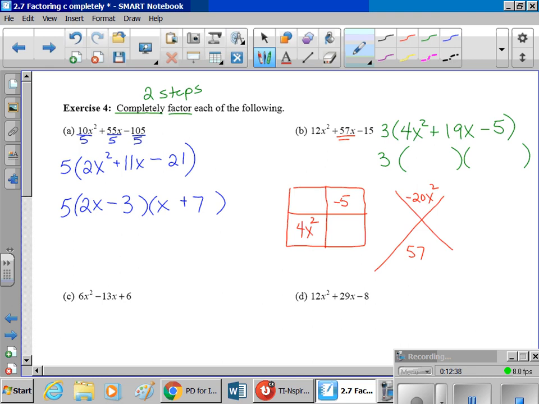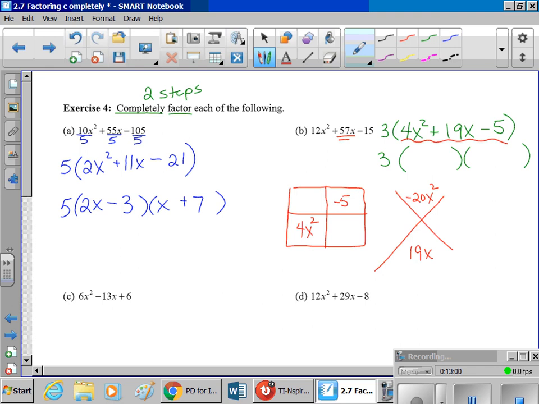Oh, not 57, duh, 19. That seemed really big to me. Remember, this is the one we're working at here. So 19. So I need 2 numbers that are going to multiply to negative 20, but they're going to subtract to give me 19. So go to your little list over here.